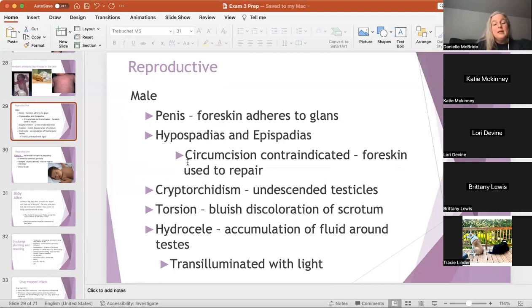If parents are wanting a circumcision and you're assessing the baby and you see the meatus isn't where it's supposed to be, then that needs to be notified right away, because a doctor will have to assess and determine if they need to delay the circumcision because of the hypospadias or the epispadias. And if you see bluish discoloration, that's a torsion, and we definitely need to notify right away because we're not getting good blood flow to the testicle. And then hydrocele with the fluid accumulation. So these are all things we would notify the provider for. There's not a lot we can do to fix this stuff. This stuff we're assessing, but that's a good question.